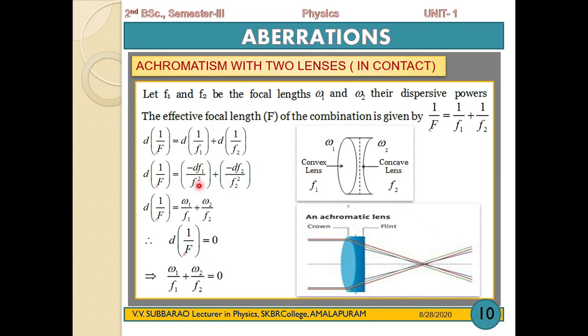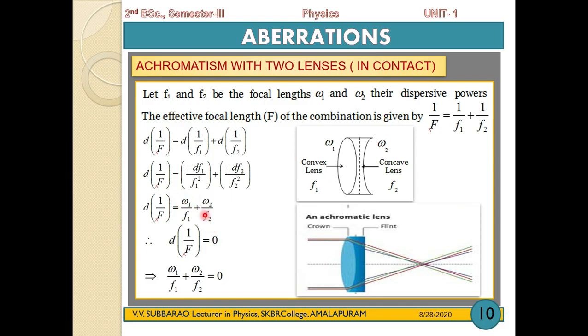We have seen it in the earlier case. Therefore, we can replace -df1/f1² with omega 1/f1 and -df2/f2² with omega 2/f2. This combination is chosen by us to eliminate chromatic aberration. That means this combination of lenses should focus all the colored rays to a single point, and the focal length of the combination should be a constant and should not vary from color to color. Therefore, capital F is a constant and the derivative of 1/F equals 0.